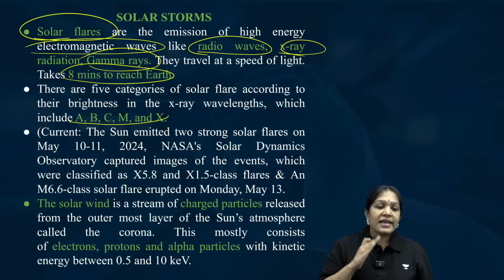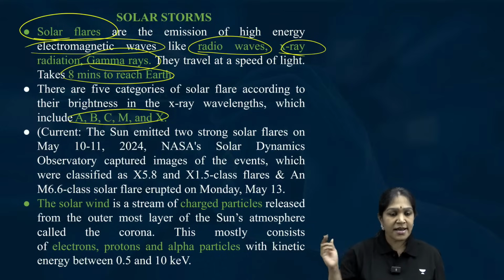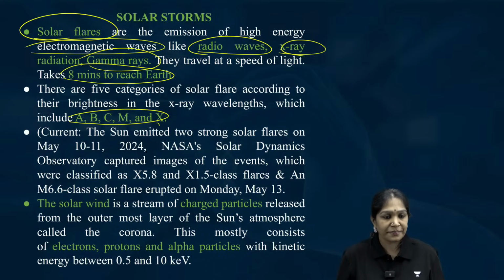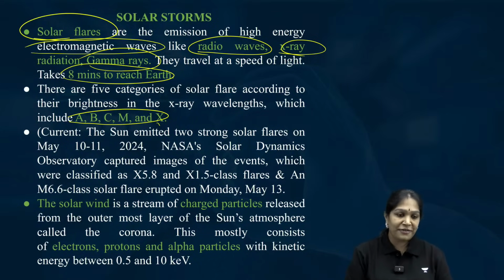Highest intensity solar flare is? Highest intensity solar flare is X. Okay, thank you so much for your beautiful response. So these are the solar flares.